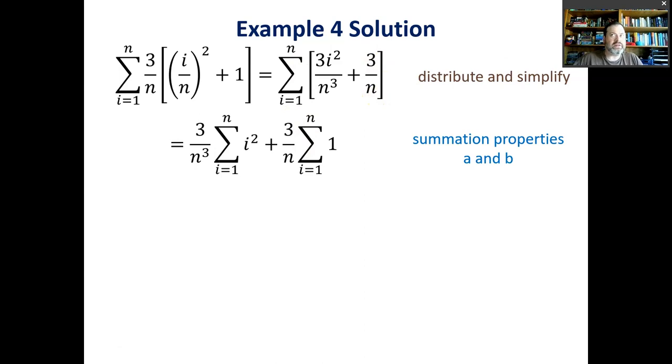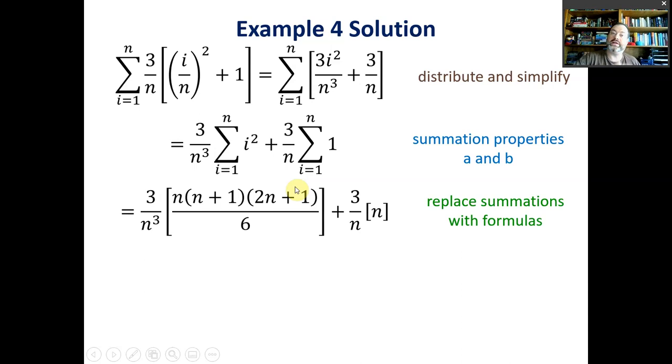We don't have a formula for the sum of 3 over n, but 3 over n is a constant as far as this sum is concerned. So I can pull it to the front. And same thing here. We have a 3 over n cubed. Just pull it to the front. That's what these properties are for, to use them. Now I have formulas for these two guys. So you just replace them with their formulas.